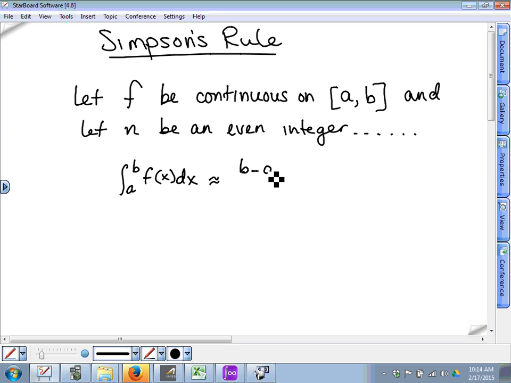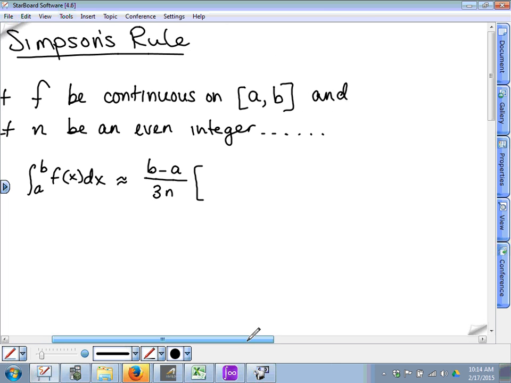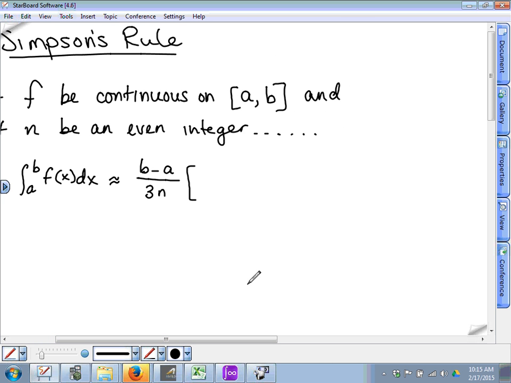B minus A, and we'll talk about evenness. It's 3N. What was the Trapezoid Rule? It was B minus A over 2N. You guys remember that? Simpson's Rule is B minus A over 3N. Just try to notice the differences there.